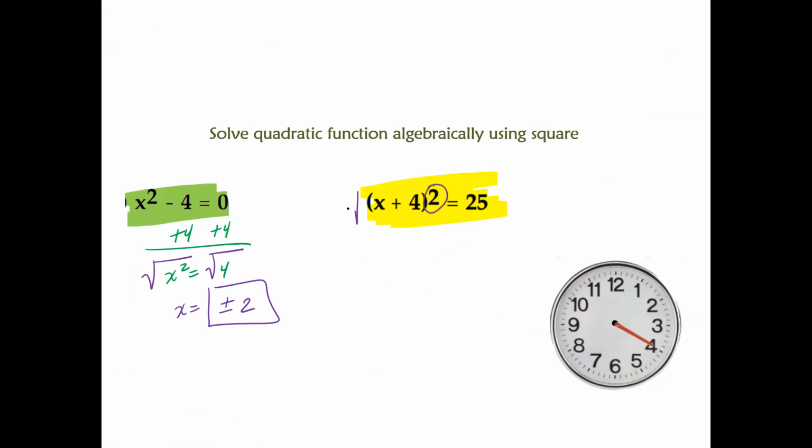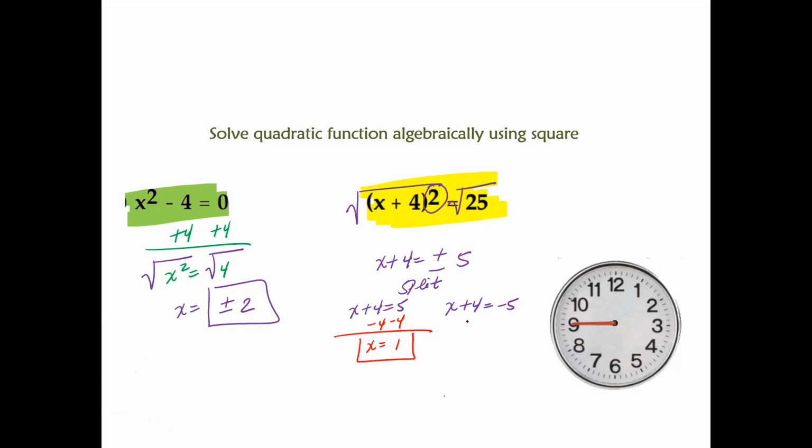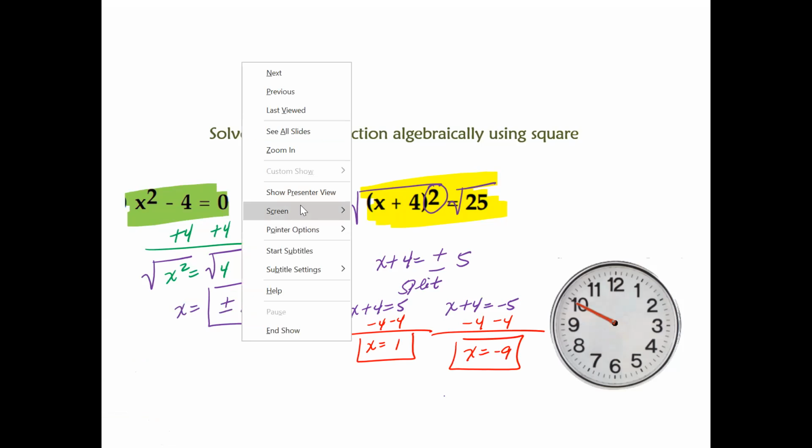Let's take a look over here. How do you get rid of that square? You square root both sides. What's the square root of 25? It's a plus and minus 5. So now you have to split it. First is x plus 4 equals 5. X plus 4 equals negative 5. Well, what's 5 minus 4? 1. What's negative 5 minus 4? Negative 9. So take a moment and copy this part down, please.